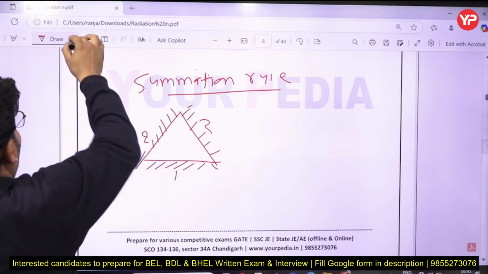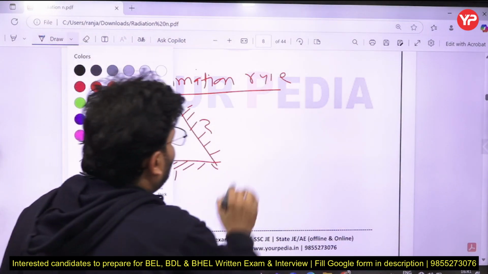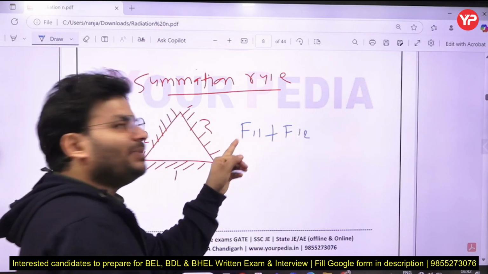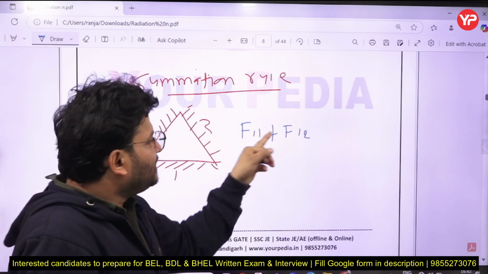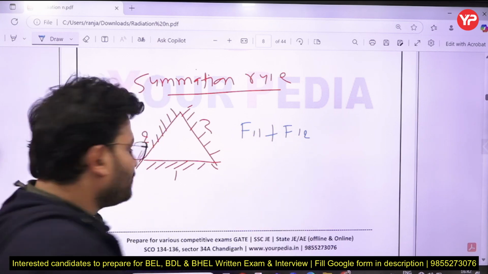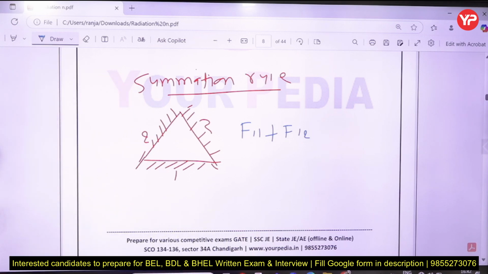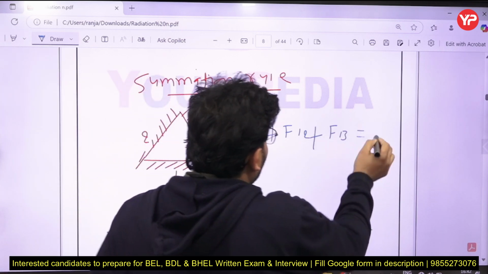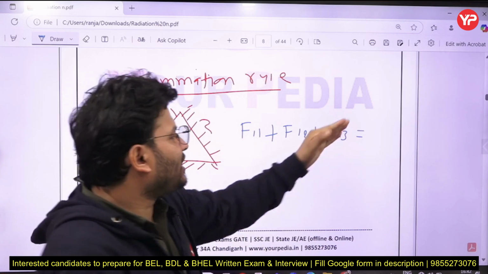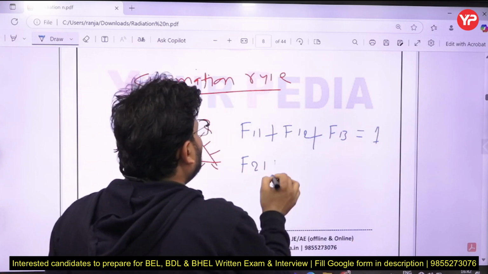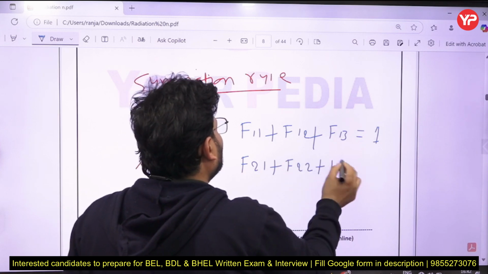Now tell me, whatever energy is going to surface 1, we can say F11 plus F12, that is the energy leaving surface 1 and striking surface 1, the energy leaving surface 1 and striking surface 2, plus F13, the energy leaving surface 1 going to strike surface 3, will be equal to 1. Similarly, for the second surface, F21 plus F22 plus F23 is equal to 1.